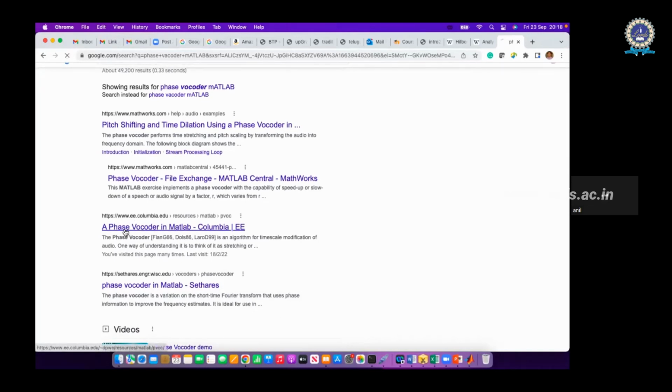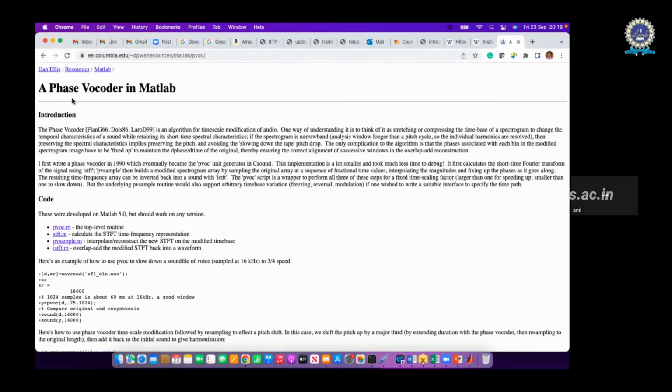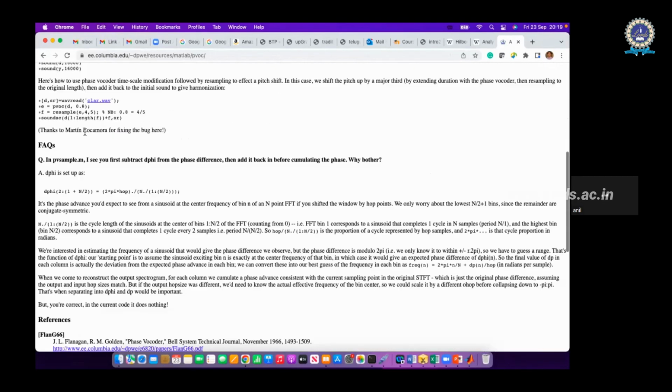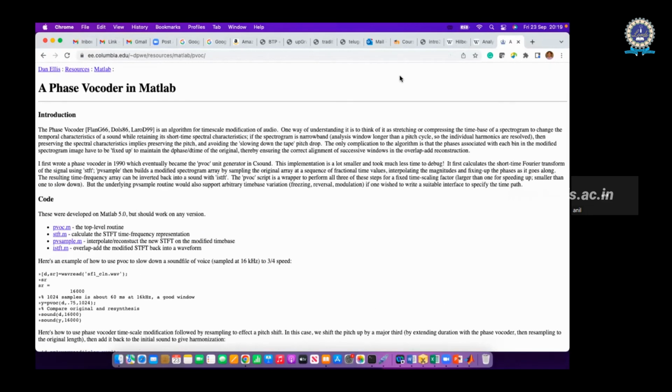This is a phase vocoder. This phase vocoder depends on STFT. The idea behind it is you can go through this page. You can type phase vocoder in MATLAB and you will get these four required codes. So why is it called a phase vocoder? I will tell you.